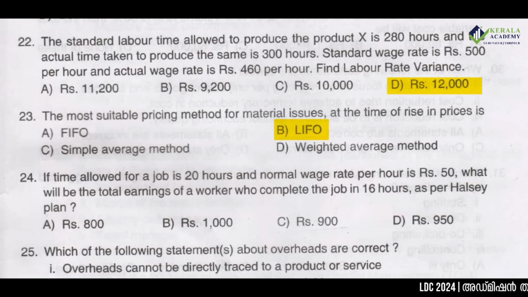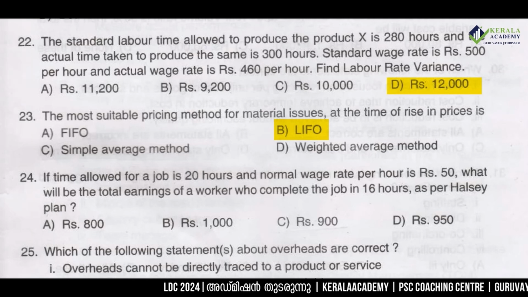If time allowed for a job is 20 hours and normal wage rate per hour is rupees 50, what will be the total earnings of a worker who completes the job in 16 hours as per Halsey plan?